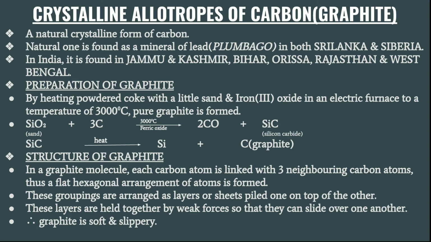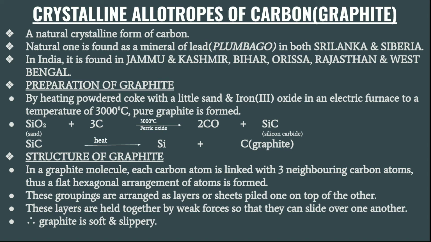The reaction is like this: sand, SiO2, silicon oxide, will combine with carbon at 3000 degrees centigrade in the presence of ferric oxide. It changes to carbon monoxide and silicon carbide. Now this silicon carbide in the presence of heat will decompose to silicon and carbon. That carbon is the graphite.